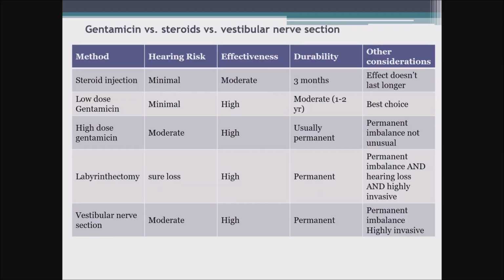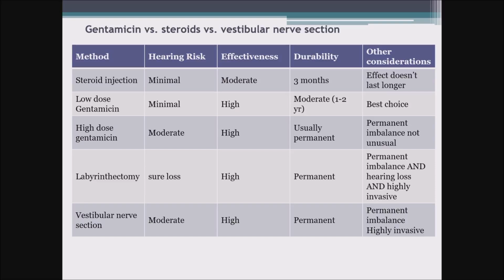So this is one important slide where we see that intratympanic gentamicin, steroid, and vestibular nerve section can be used for many years. We see that steroid injection has minimal hearing risk, but effectiveness is moderate and durability is very less. It lasts hardly 3 months. Best is low dose gentamicin, which is highly effective, and it works for more than 2 years. High dose gentamicin causes significant hearing loss. Labyrinthectomy definitely results in permanent disability.